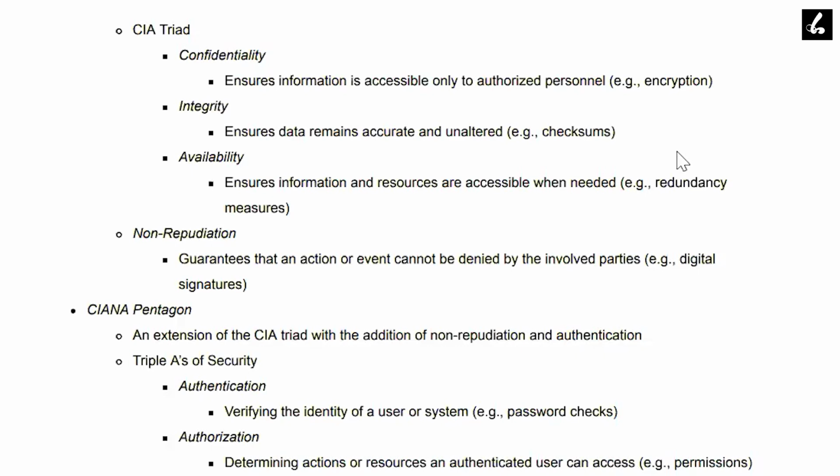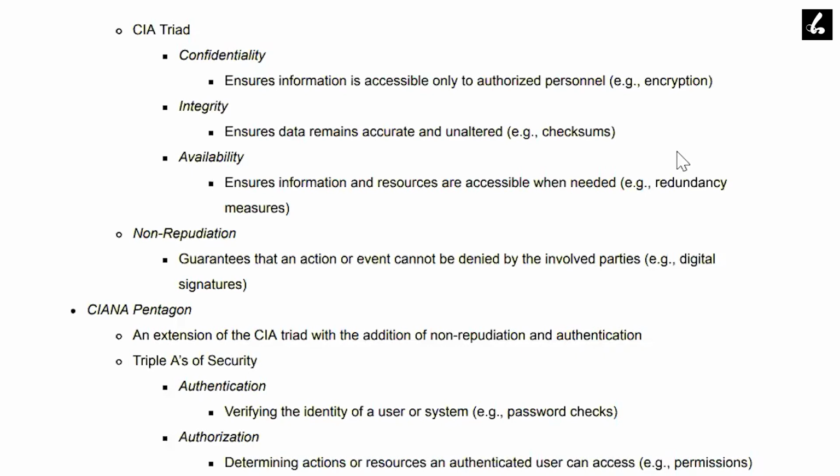Then we have availability. Availability means whenever the information is required, it should be available to the person, but the person should be authorized, and it should be recoverable. And how can we achieve availability? With the help of redundancy. If we have redundancy, we can achieve it.